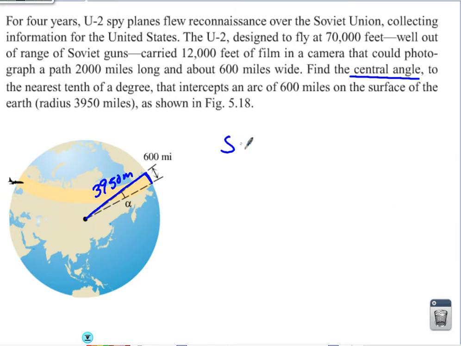Arc length is equal to the angle times the radius. All we're doing on this one, we're looking for the angle instead of the arc length. They give you an arc length of about 600 miles here, and they give you a radius of 3,950 miles. So to find the angle, you divide. One step, divide here, 600 divided by 3,950.